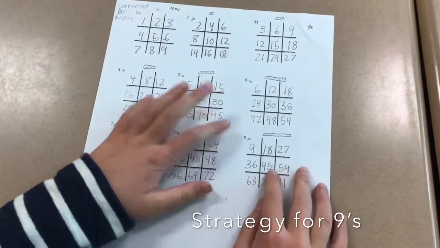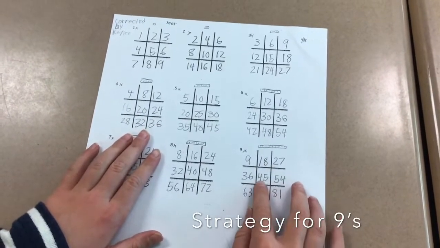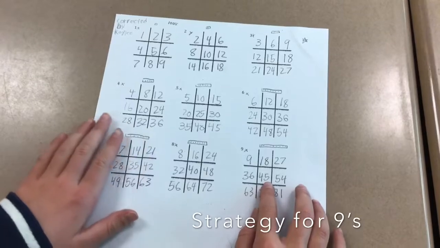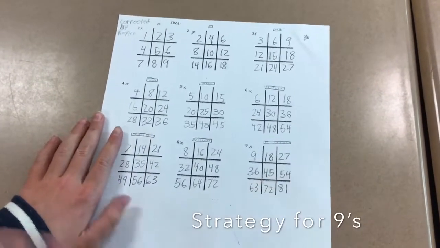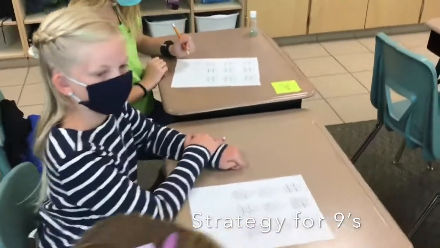So 9 times 5 would be 1 lower than 5, 4, and then how much 4 needs to get to 9 would be 5. Wow, that is a very interesting strategy. Thank you for sharing that with us, Brighton.